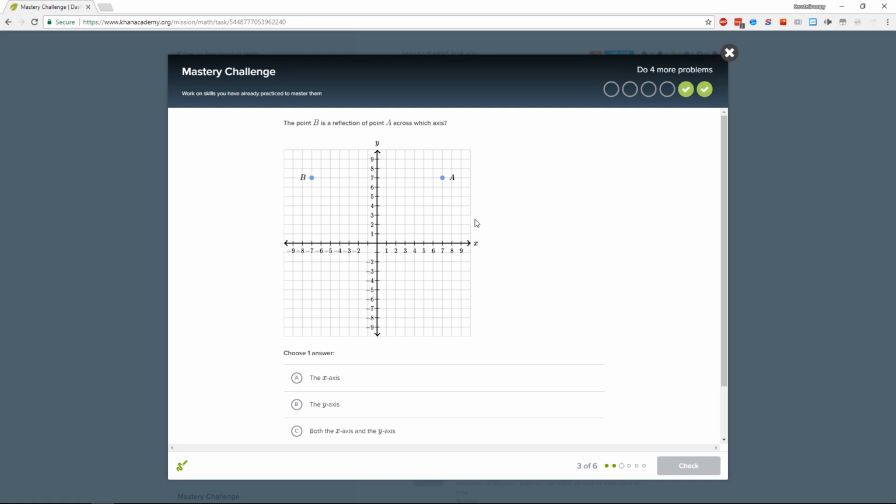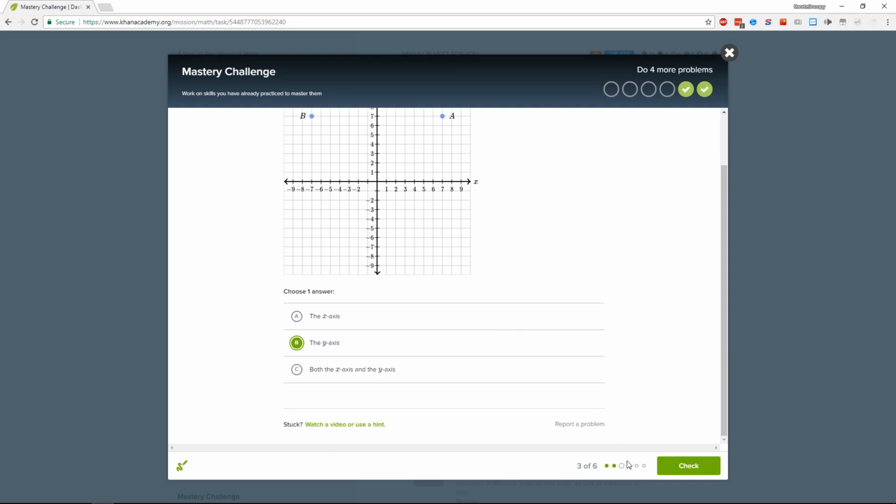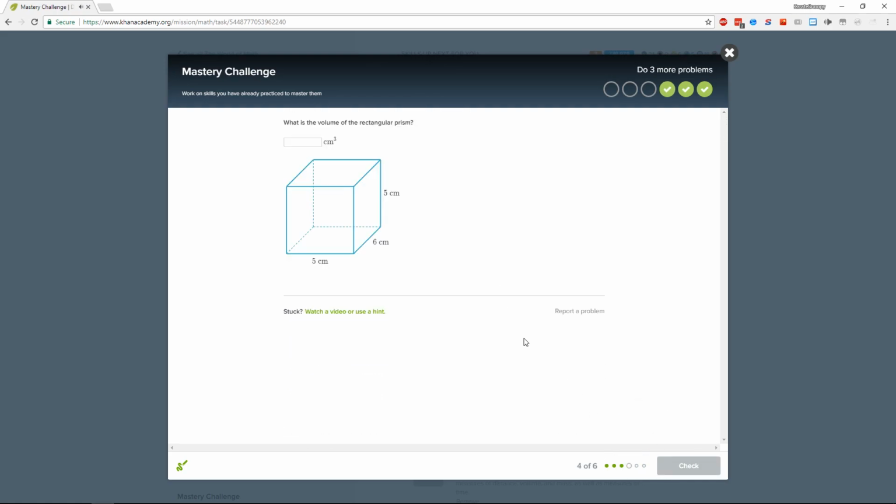Point A is a reflection of point B is a reflection of point A across which axis? The y-axis. What is the volume? 30 times 5, which is 150.